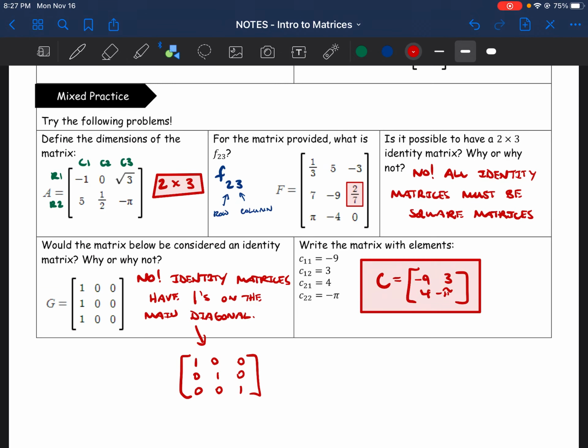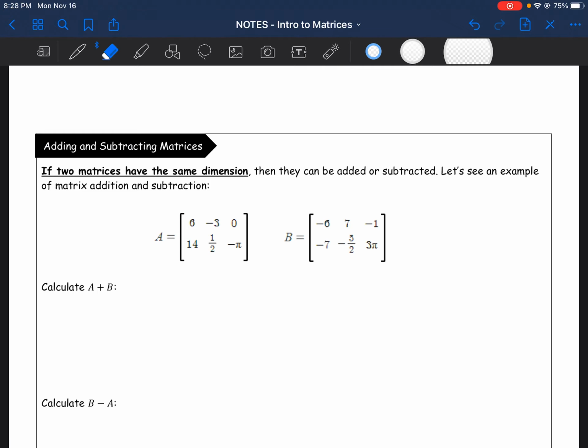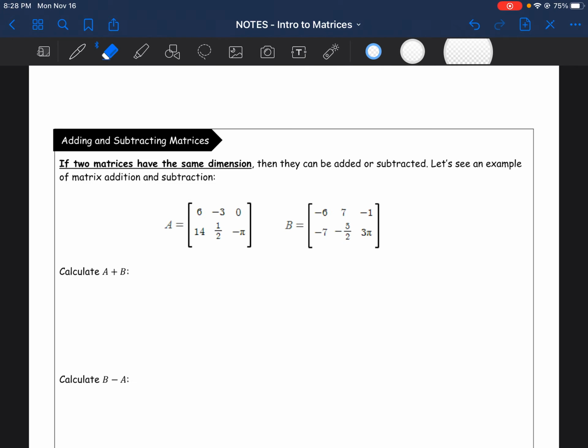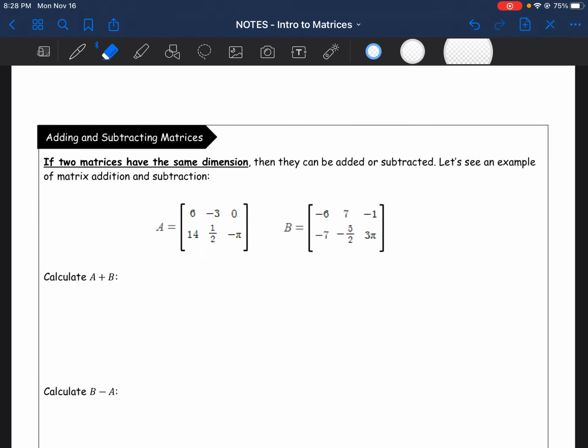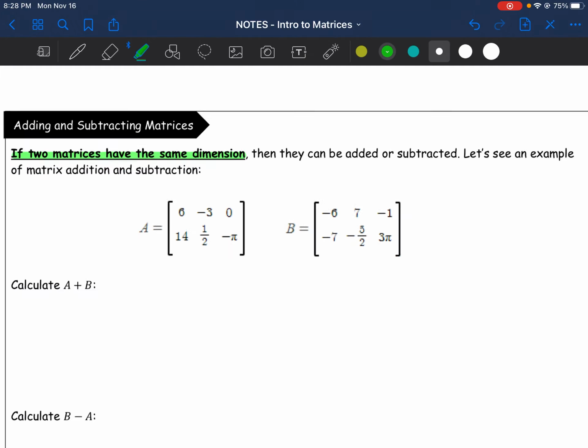So now that we've talked about the basics and the terminology involved with matrices, let's look at a couple of operations, starting with addition and subtraction today. If 2 matrices have the same dimension, they can be added or subtracted. Let's see an example of matrix addition and subtraction, starting with addition here.